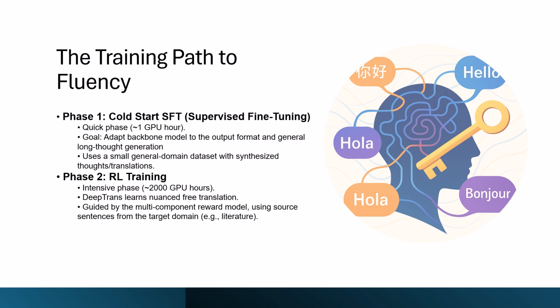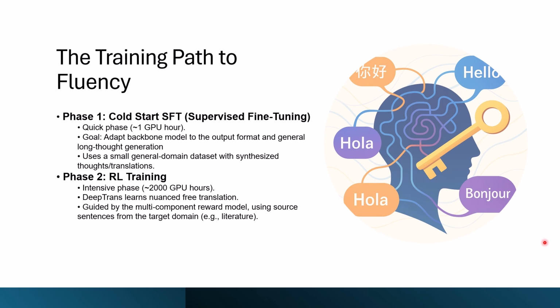The training for the DeepTrans happens in two main phases. First, there is something called a cold start SFT, supervised fine tuning. This is relatively quick and primarily aims to get the base LLM used to generating text in that specific think-then-translate format using some general data.